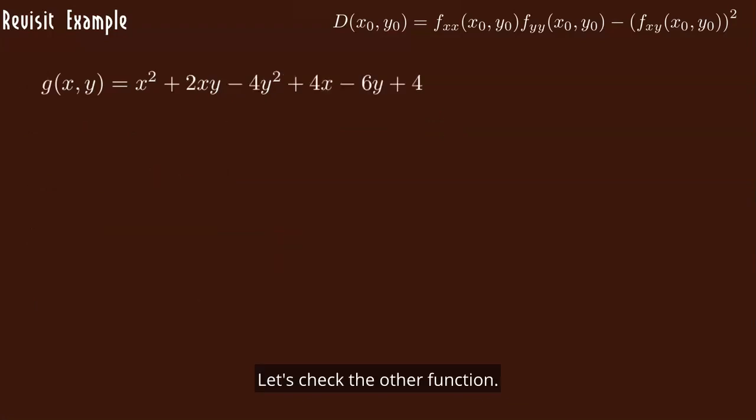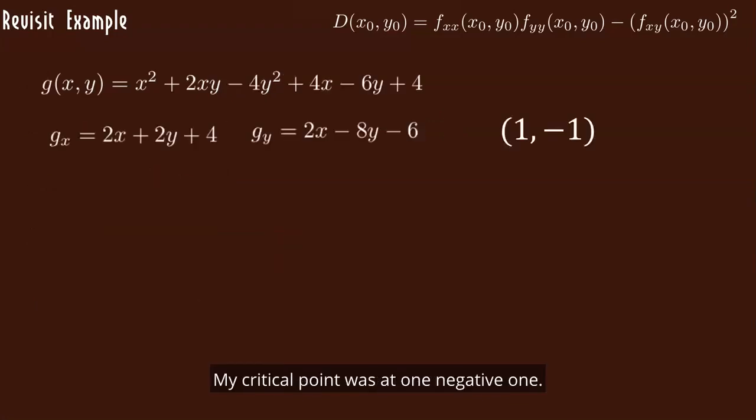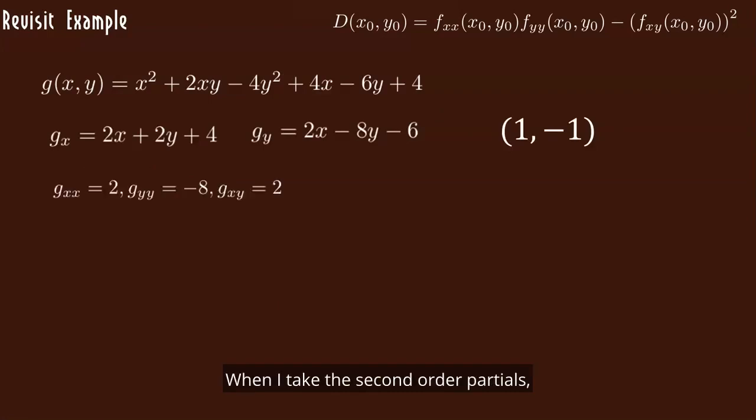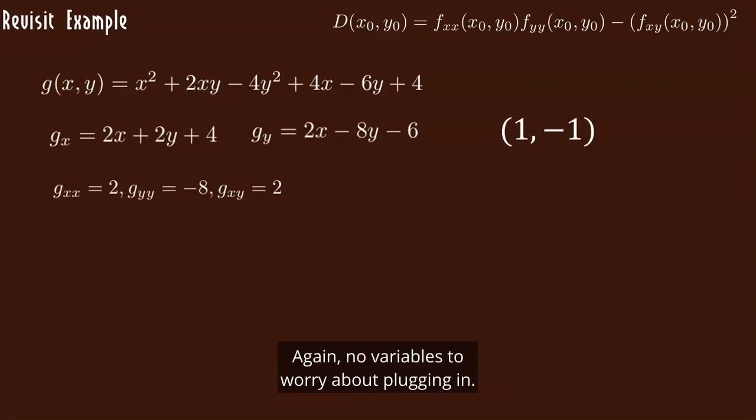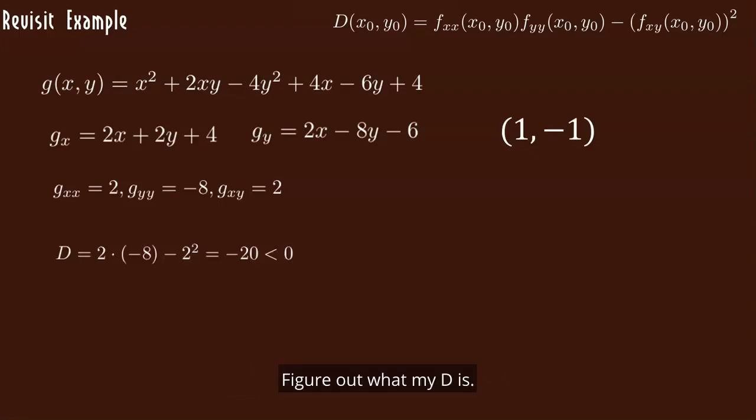Let's check the other function. I had my first derivatives. My critical point was at 1, negative 1. When I take the second order partials, I get 2, negative 8, 2. Again, no variables to worry about plugging in. Figure out what my D is. I get negative 20, so I have a saddle point.